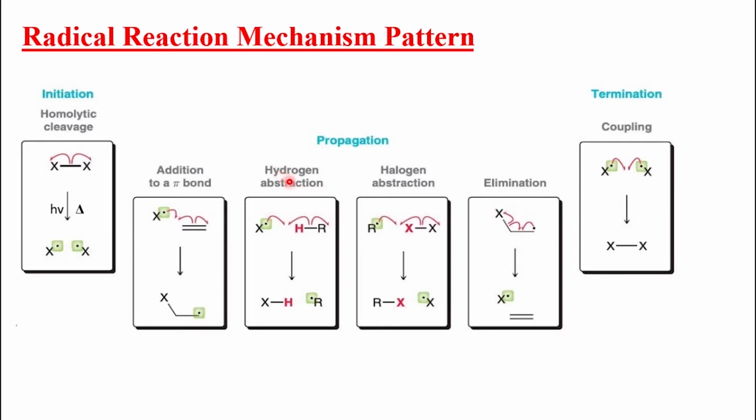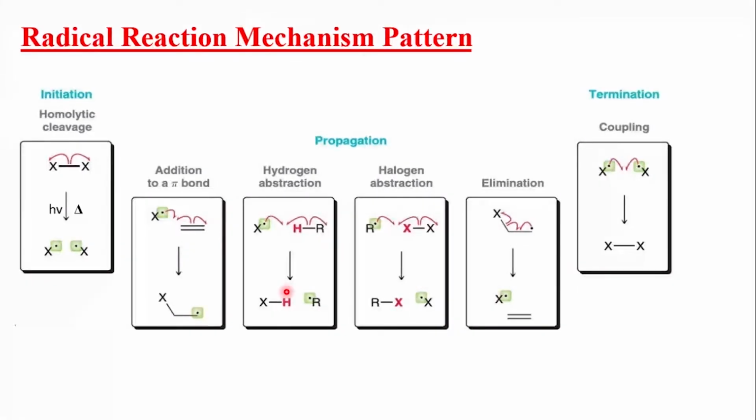But in case of hydrogen abstraction and halogen abstraction, these are not matching. This reactant and this product are not matching, while this reactant and this product are not matching. Hydrogen abstraction and halogen abstraction are not reverse processes.